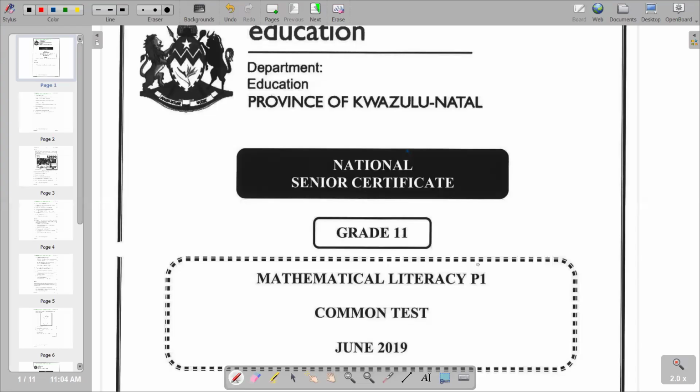Mathematical Literacy Paper 1, Common Test, that is June 2019. This question paper is from the province of KwaZulu-Natal. So I'm going to go through the instructions of the question paper.